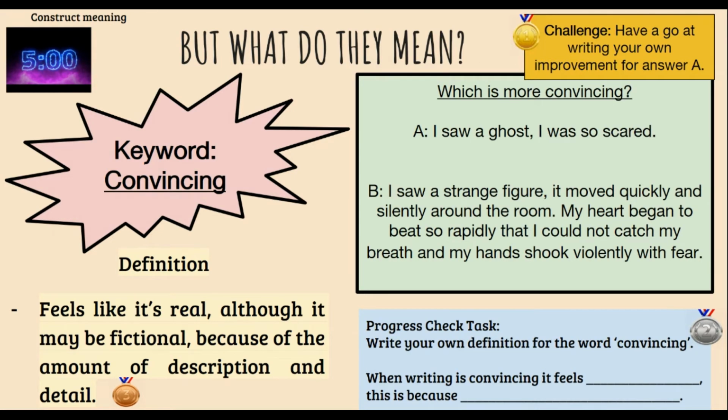So what I would like you to do now, in your exercise books, I want you to try to develop and improve answer A. And then once you've done that, I want you to do the progress check task where you write your own definition for the word convincing. Okay, please pause this now to do those two tasks.